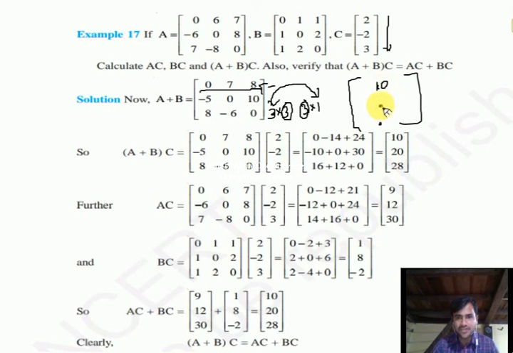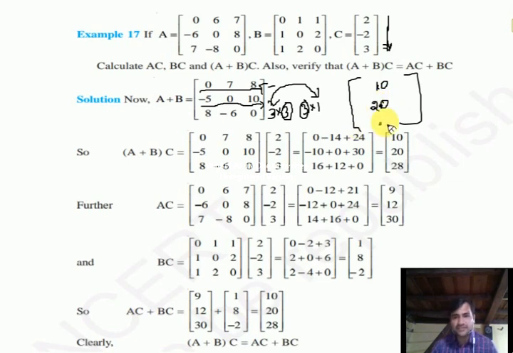Next, which position is it? It is the second row, first column. Second row means you need to choose the second row from the first matrix, and first column means here you have only one column. Therefore it will be minus 5 into 2, 0 into minus 2 plus 10 into 3. Therefore here you will get the value as 20.